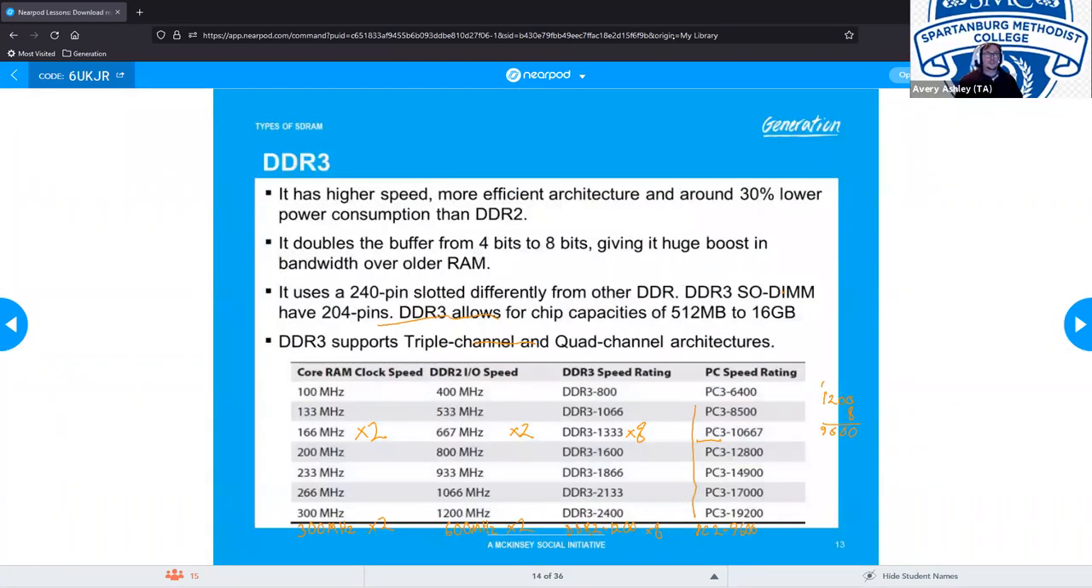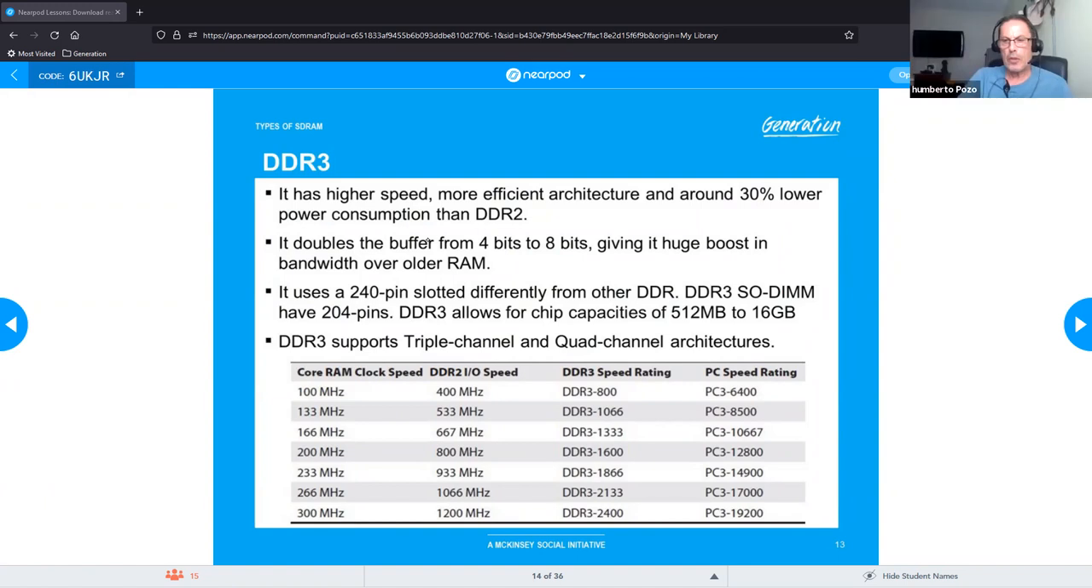All right, so now we are on DDR3. So how much more efficient do we think it's going to be? Two times. Yes, thank you, Humberto. It's going to be twice as effective as DDR2, and it's going to use around 30% lower power consumption. So we're getting faster and also using less resources. So everything's becoming more and more efficient. So it doubles the buffer from 4 bits to 8 bits, giving it a huge bandwidth over our older RAM.